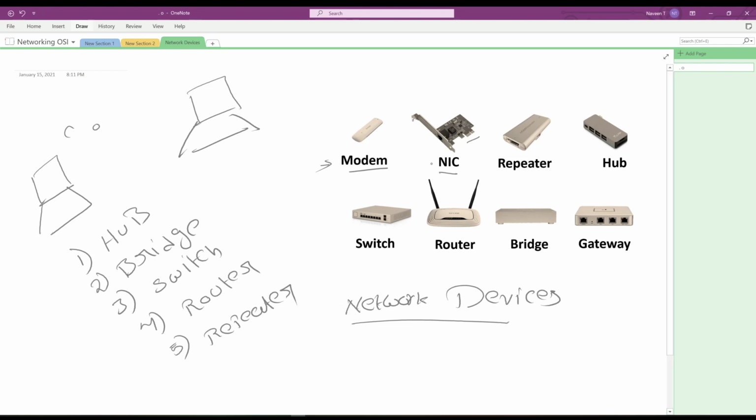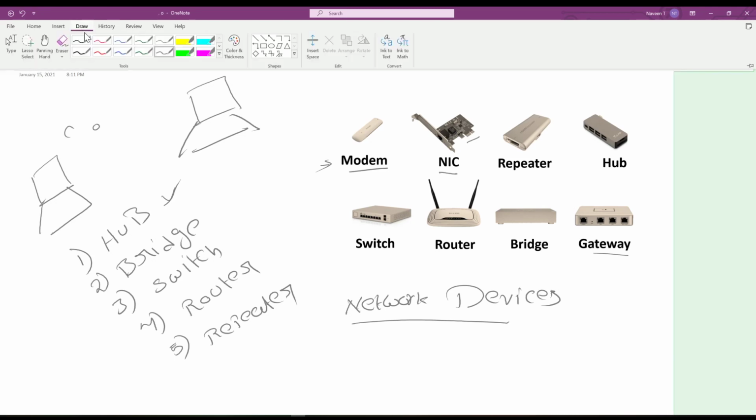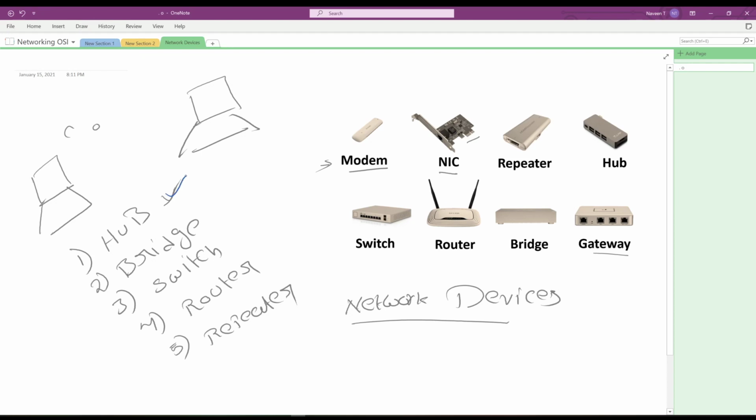Other than these two, what are the different network devices? Hub, and gateway. Gateway is another device which again contains a router. So what are the fundamental network devices? Hub, bridge, switch, router, and repeater.